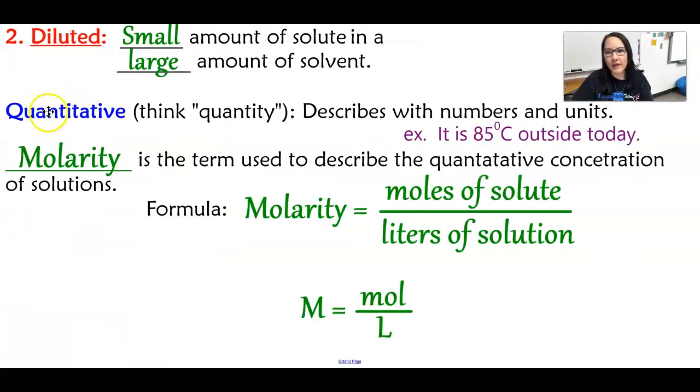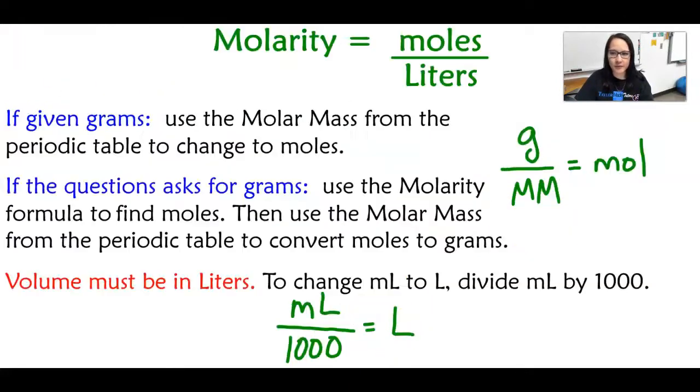If we think quantitatively with numbers, for example, instead of just it's hot outside, we can say it's 85 degrees outside. So concentration in number form is represented by molarity, which is a term used to describe the quantitative concentration of solutions. The formula for molarity is the moles of the solute divided by the total liters of the solution. And so in short, molarity has a symbol of capital M equals mol for moles of solute and capital L for liters of the solution.